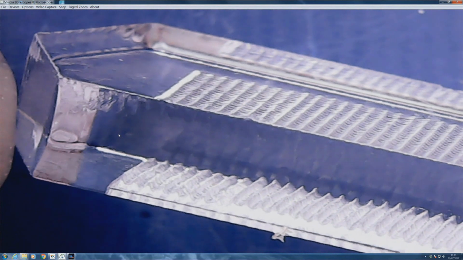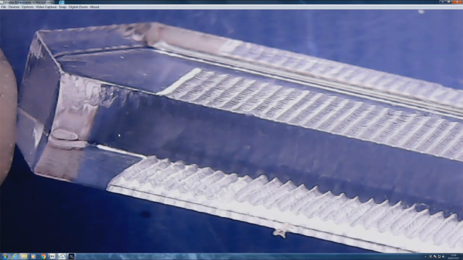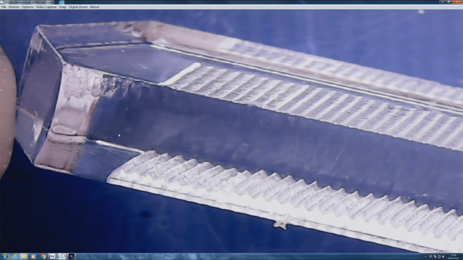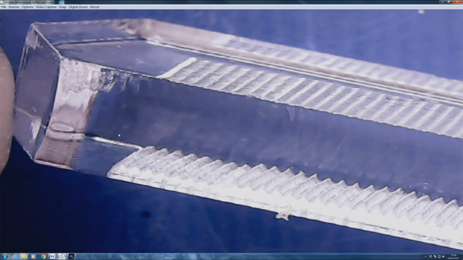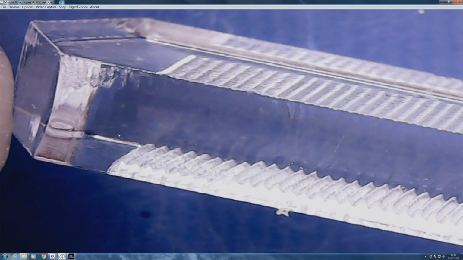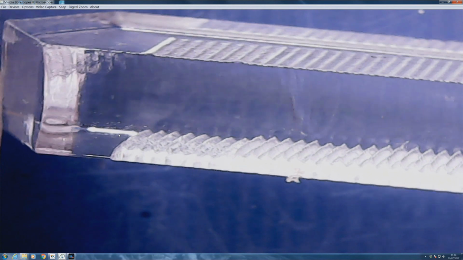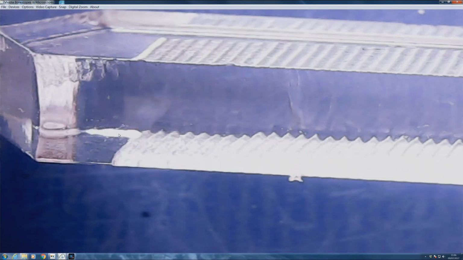Well, here we are at 100 millimeters a second, and we've now changed to 1, 2, 3, 4, 5, 6, 7, 8 peaks. A little bit more difficult to see where the step difference is now, and that's 100 millimeters a second.